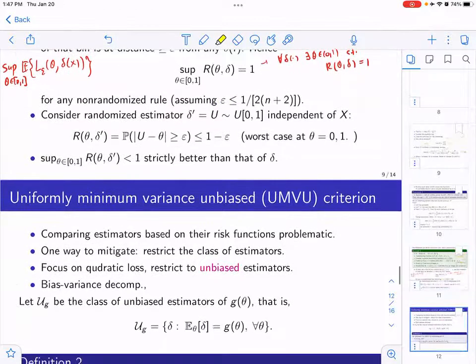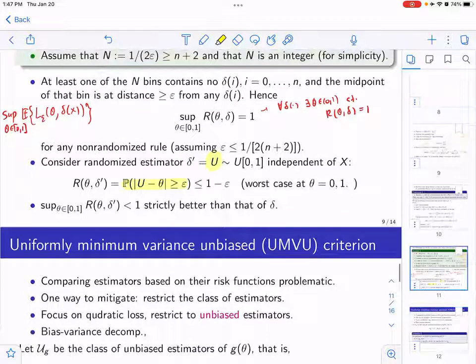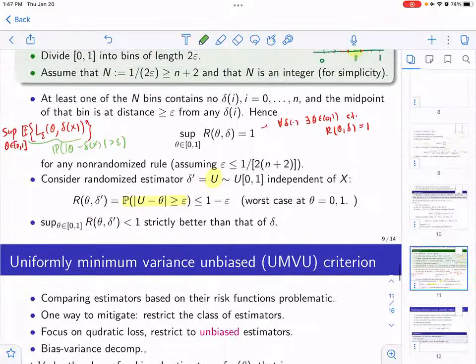On the other hand, if I take a randomized rule that just throws the data out and sets delta to be uniform on 0, 1, just randomly estimating the value of theta independent of x, then the risk would just be the probability that the absolute value of theta minus delta(x) is bigger than epsilon. And this probability you can verify is less than 1 minus epsilon. I'll let you figure this out. It's an easy calculation. So this is uniform 0 to 1.